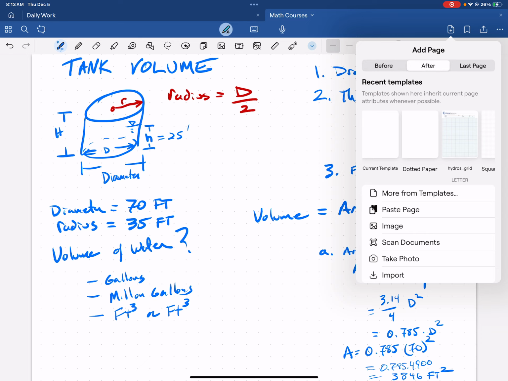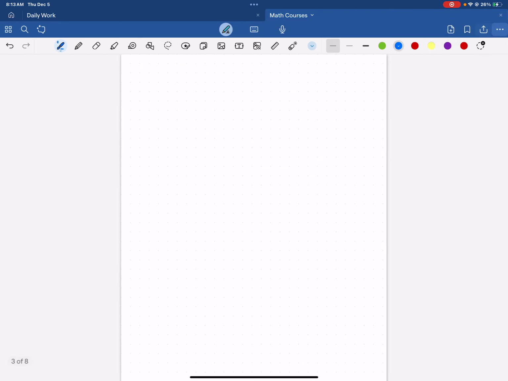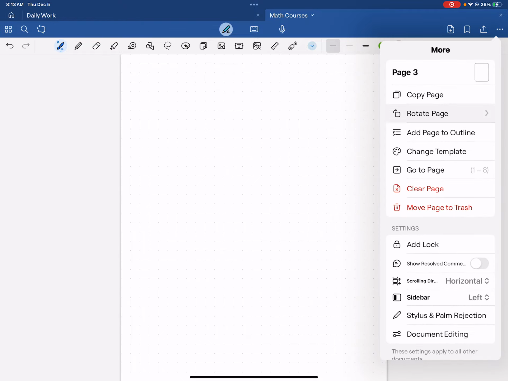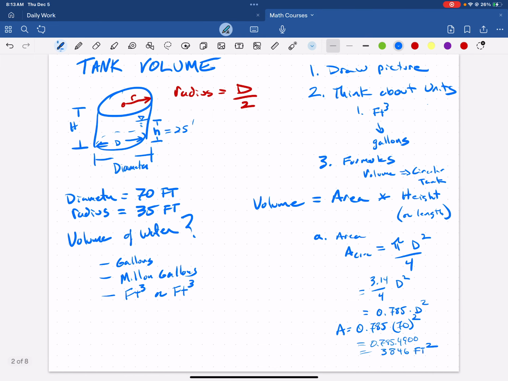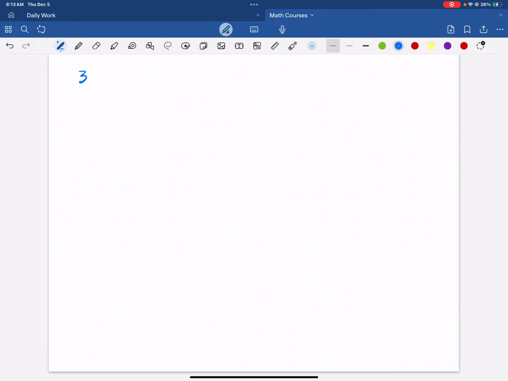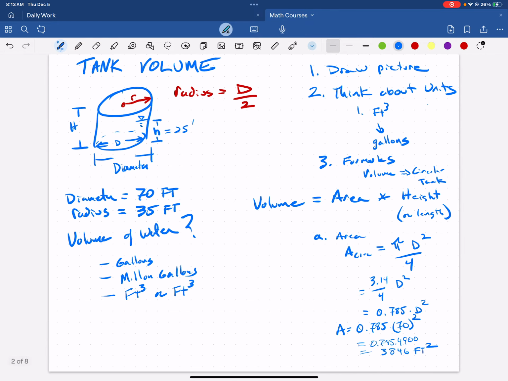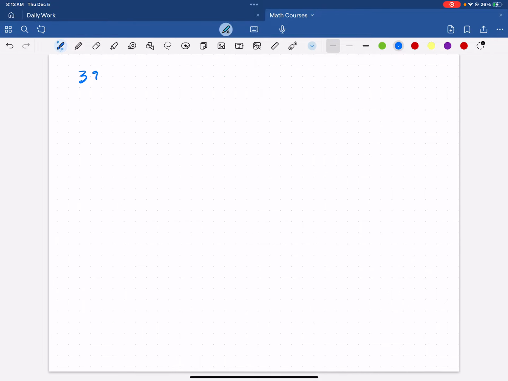Okay, so let's go to our next page here. I'm going to rotate that real quick for you. Rotate the 90. Okay. So now we know, going back here, 3,846. I have a terrible short-term memory. 3,846. Let's get in the habit of adding our units. That's how many feet squared, right?